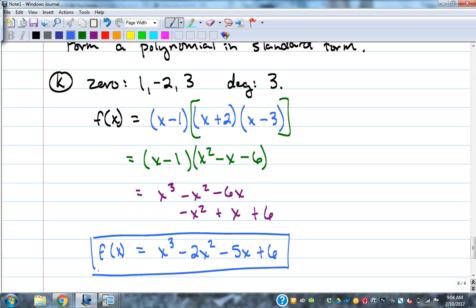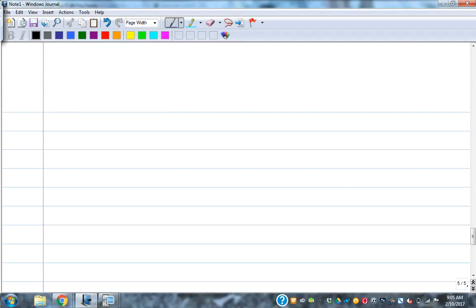How can I verify that that's the right one? I could graph it, right? See where it crosses the x-axis. Where should it cross the x-axis? At those 3 points. Should it go through the x-axis at those 3 points or bounce off of it? Through, because it didn't say anything about multiplicities on those, right? Okay. Let's look at one that does.